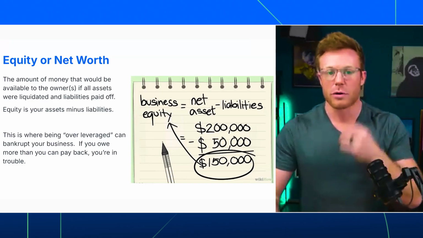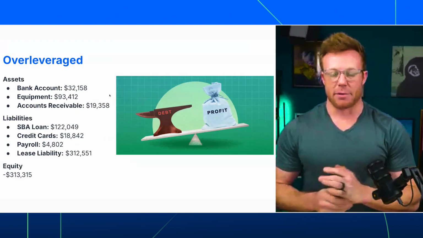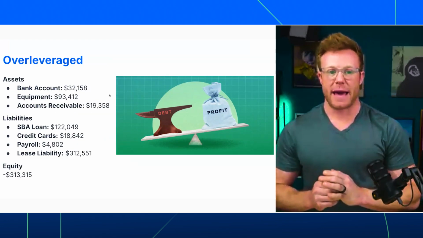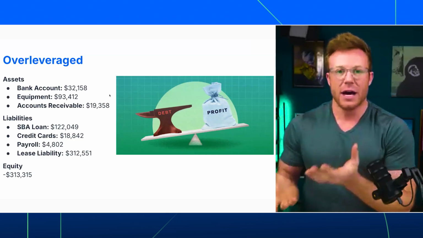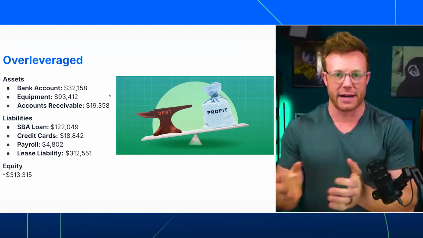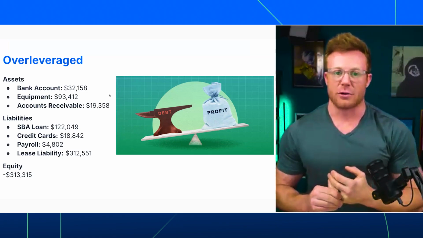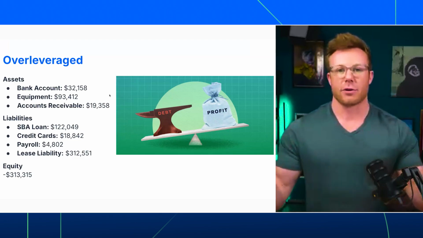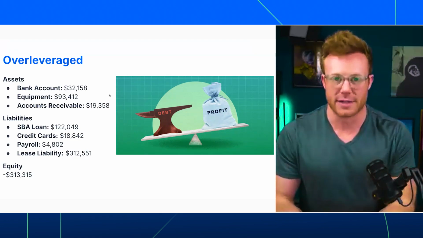Don't owe more than you own. So here's a great little case study. Let's say a gym has $32,158 in their business checking account. That's just a recurring balance or retained earnings that they have in their business checking account at any given time. In value and equipment, they've got about $93,000, and they are counting their accounts receivable over the next 12 months at a little under $20,000.